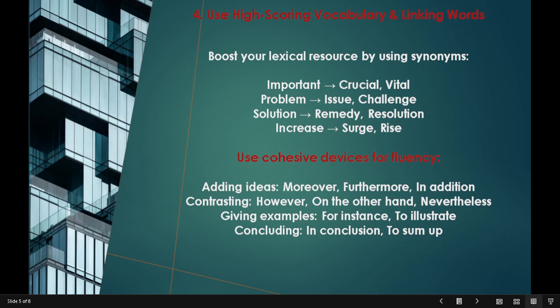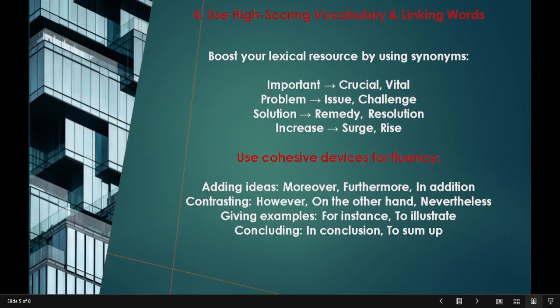So here they said boost your lexical resource by using synonyms. Very important. The idea of synonyms is that it helps you avoid repetition of words. It shows how vast your knowledge is in the English language. So boost your lexical resources by using synonyms. For instance, instead of using important often, you use crucial or vital. Instead of using problem more often, use issue, challenge. There are several lists of synonyms you can use. So that particular word, instead of repeating it over and over again, you have to use synonyms.